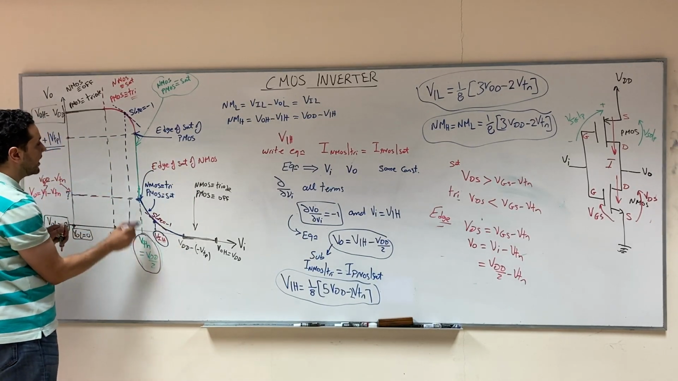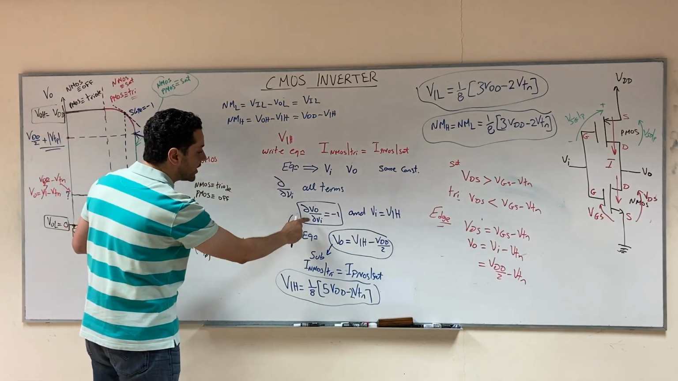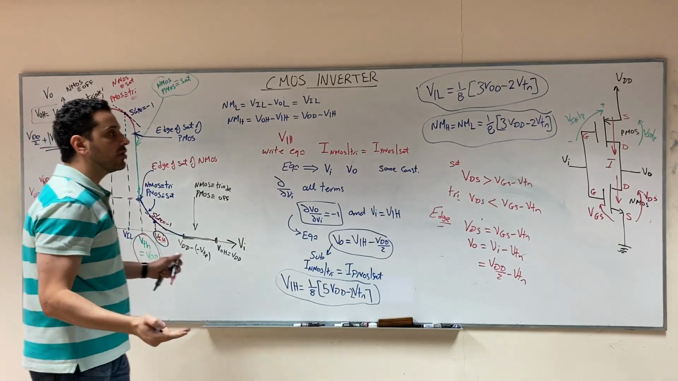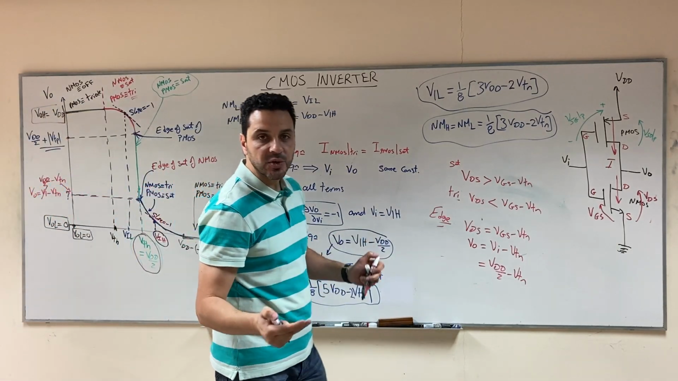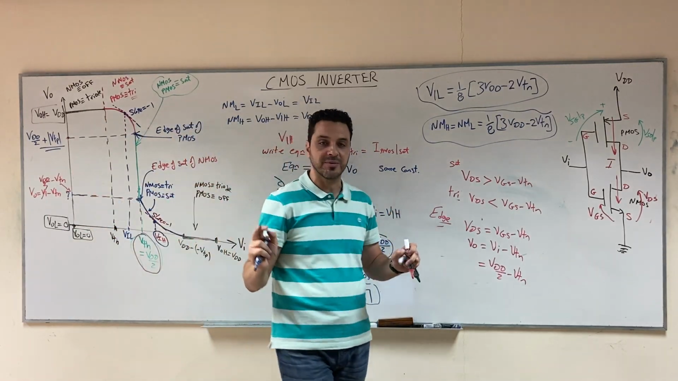We can find VIL and VIH using the procedure of differentiation and setting dV output by dV input as -1. And we can find the noise margins. We found already that VOH is VDD and VOL is 0. So we found everything about this curve.